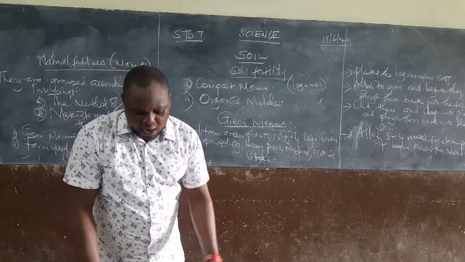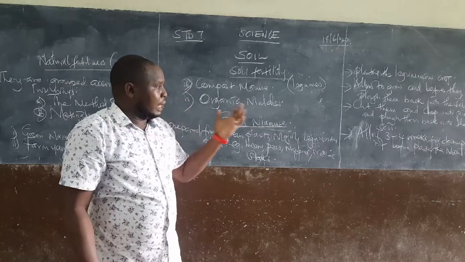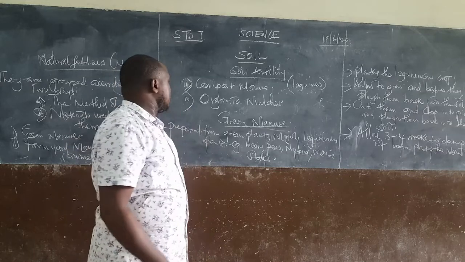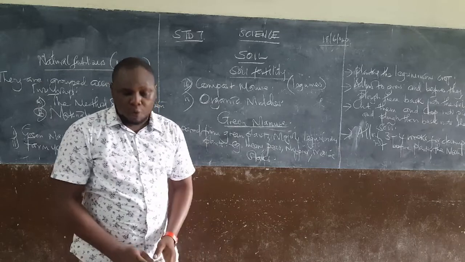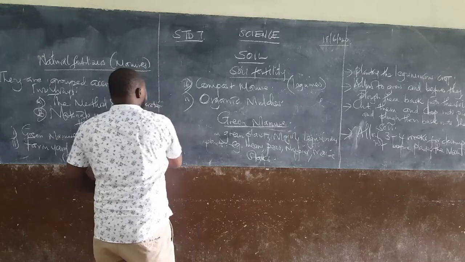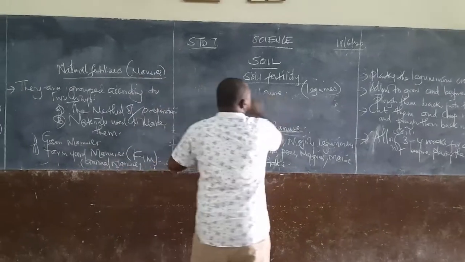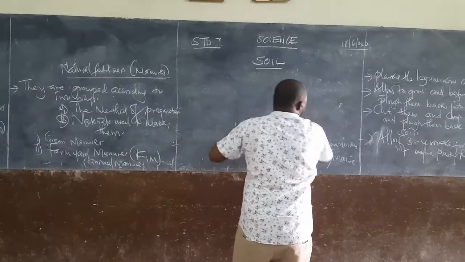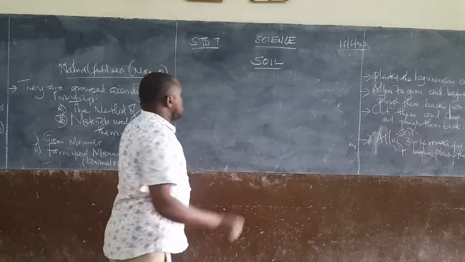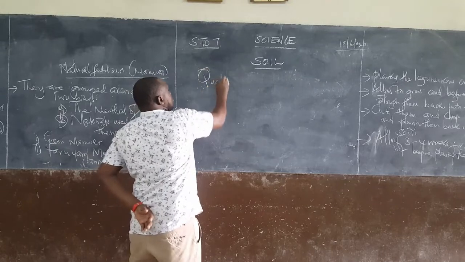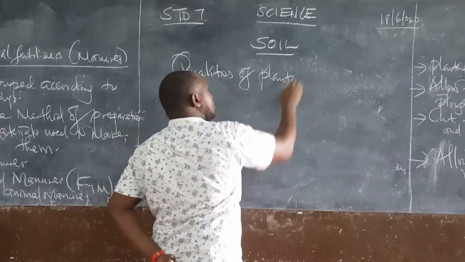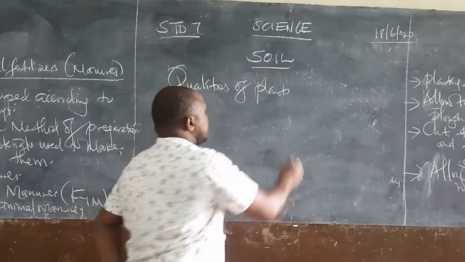So now we are done with how the manure is prepared. We are going to the last part of that, and that will be the qualities of plants that are used as green manure. So we don't pick any other plant. There are qualities that we look for in that particular plant so that you can use it as green manure.